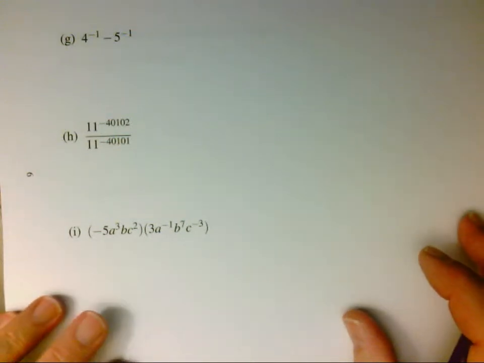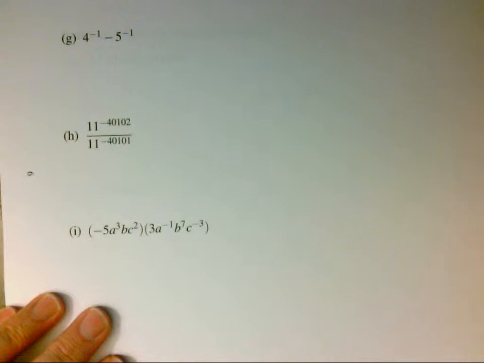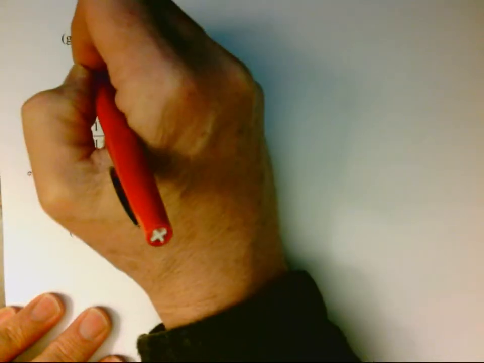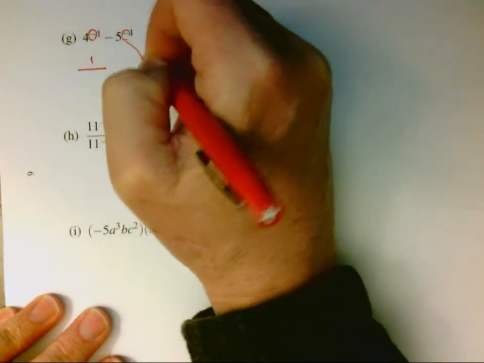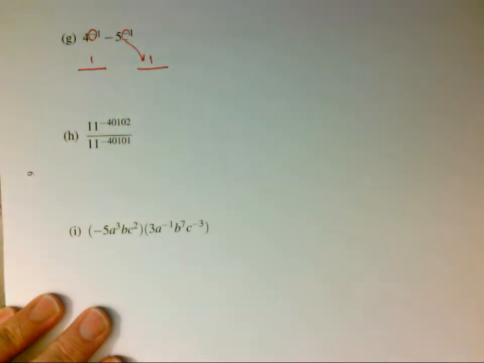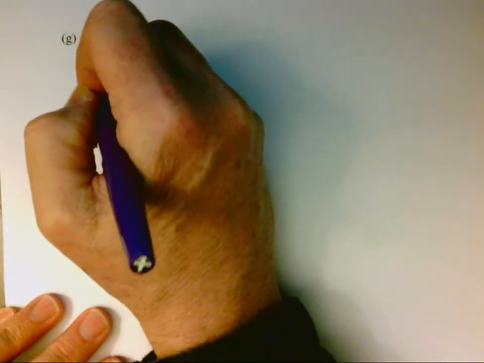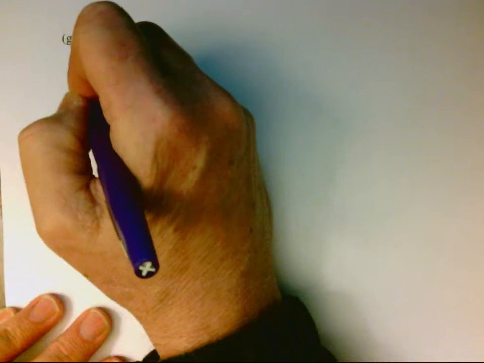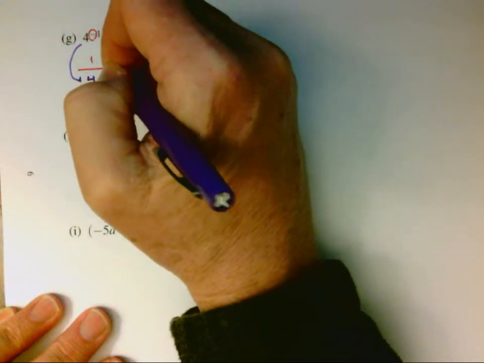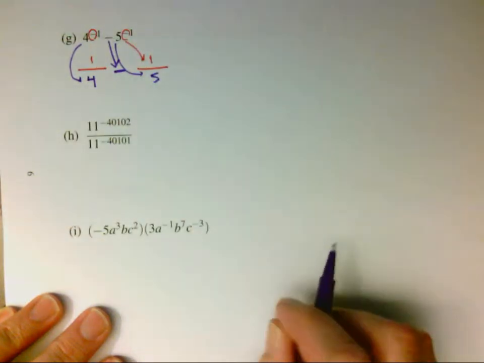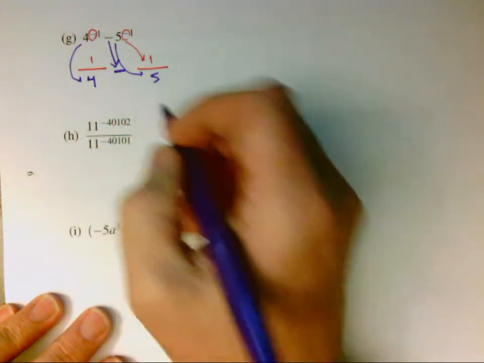Now this one is again a problem trying to confuse us with negatives. Simply remember that a negative exponent, as soon as you see that, that means 1 over. This negative exponent means 1 over. In the first case, it was a 1 over a 4. In the second case, it's a 1 over a 5. And this subtraction comes down in between where it was. So this is really saying 1/4 minus 1/5.